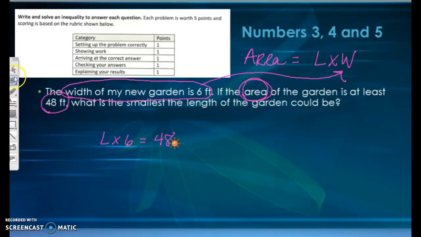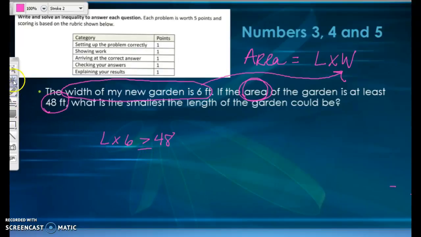But I don't want that equal sign in there, do I? Because we're dealing with inequalities. So what I need for you to do is remove that equal sign and replace it with an inequality. Okay? So what inequality do we do? It says it needs to be at least. So that means it could be 48 feet, right? But it could be greater than 48 feet. So it could be equal to 48 feet, but it also could be greater than 48 feet, right? So this would be the inequality sign that we want to use.